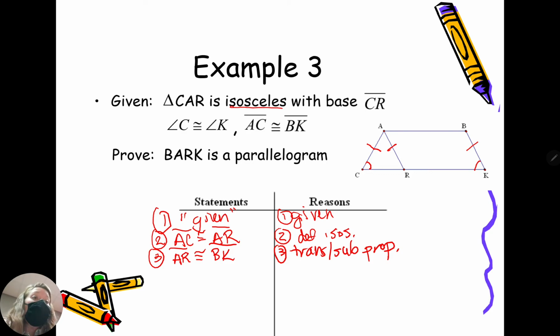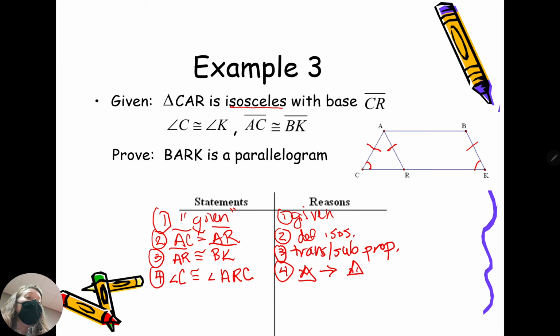So again, our goal here is to get one set of sides congruent and parallel. We have one set of sides congruent, now we need the parallel. So let's use some angles, because that's how we prove parallel lines. All right, well, we know C is congruent to K, yes, but we can also get C congruent to R by the isosceles theorem, right? So I'm going to say angle C is congruent to angle ARC by if sides, then angles.